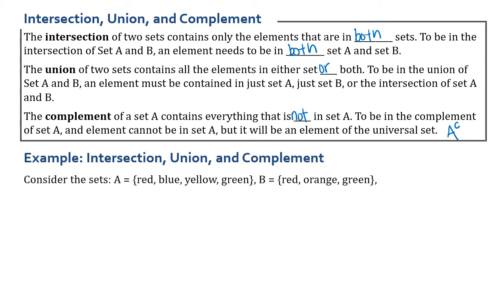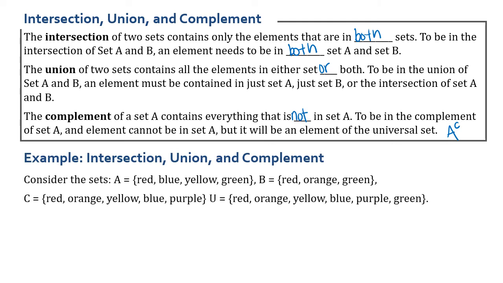Let's say I have these sets. Set A are the colors red, blue, yellow, green. Set B are the colors red, orange, and green. And set C are the colors red, orange, yellow, blue, purple. The universal set means all the colors: red, orange, yellow, blue, purple, and green. First question, determine the set A intersect B and write it in set notation.